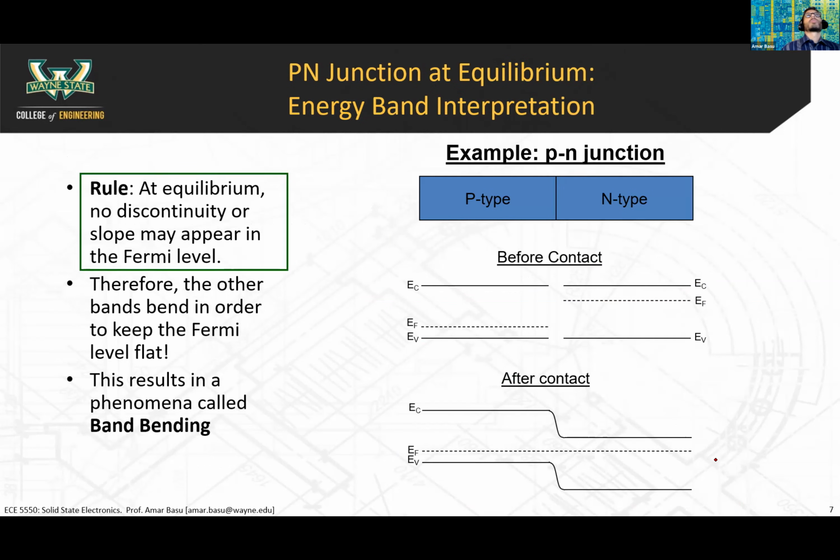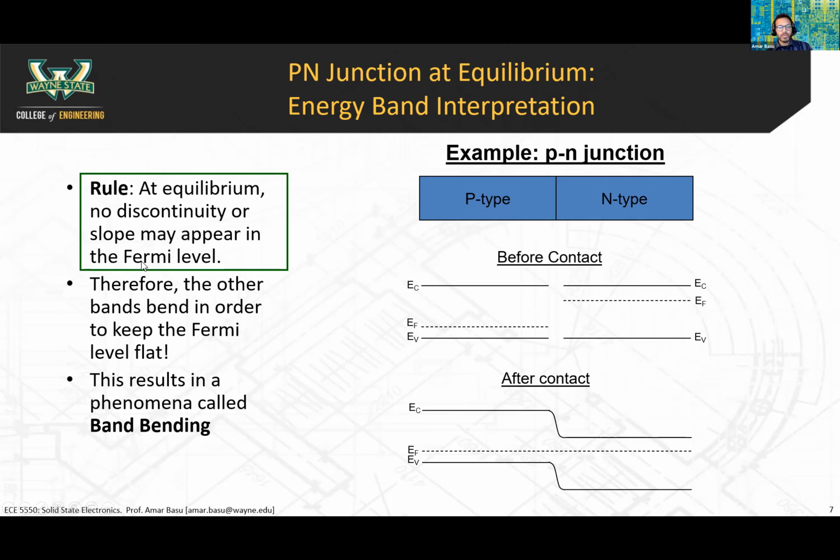So at this point, we're going to use the diode as a way to expand our understanding of energy band diagrams. What I mean by that is that I would like for all of you to have a rule book, if you will, a set of rules that you can use to draw energy band diagrams.